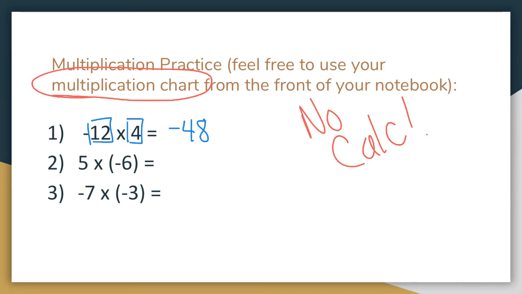On the next one, let's deal with the numbers first. 5 times 6, that's 30. And now let's think about our signs. A positive and a negative should give me a negative answer.